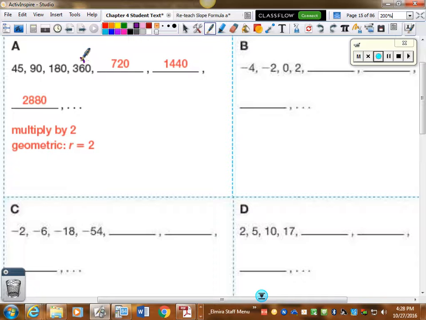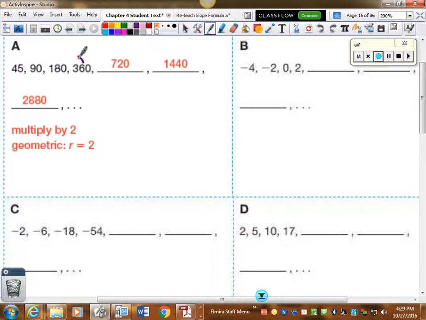If I do 360 and I subtract 180, I get 180 by subtraction. If I do 180 minus 90, I get 90. Well, those aren't the same, so it's not a common difference. They don't have the same number when I'm subtracting. And remember, we're going backwards through the sequence. That's why I'm saying subtract instead of add. So subtracting did not work. Now I'm going to try division.